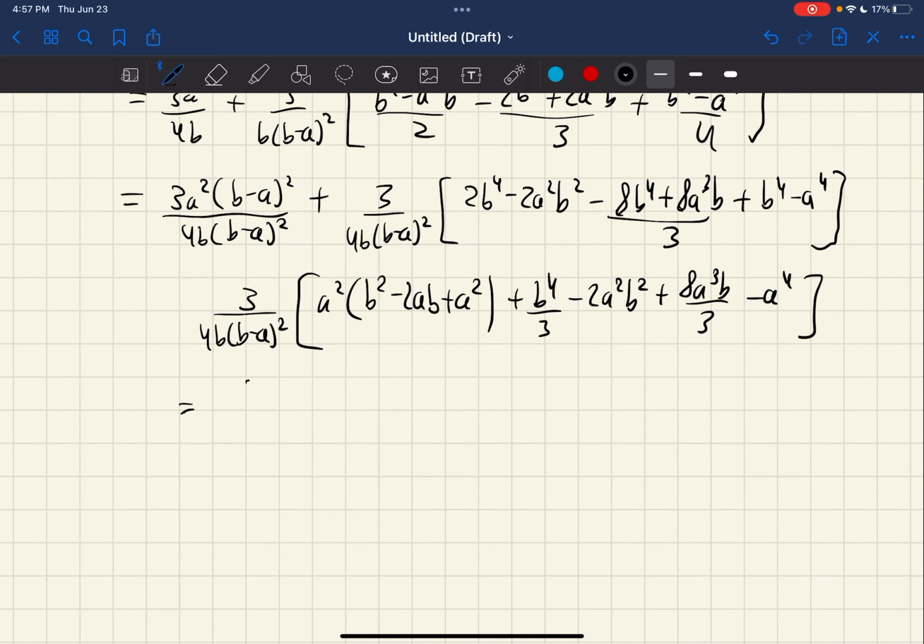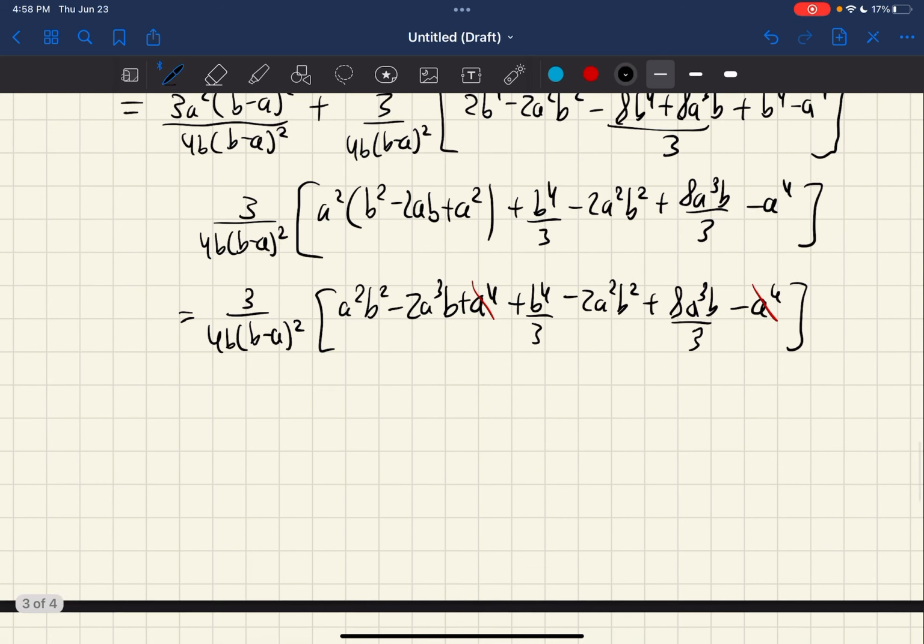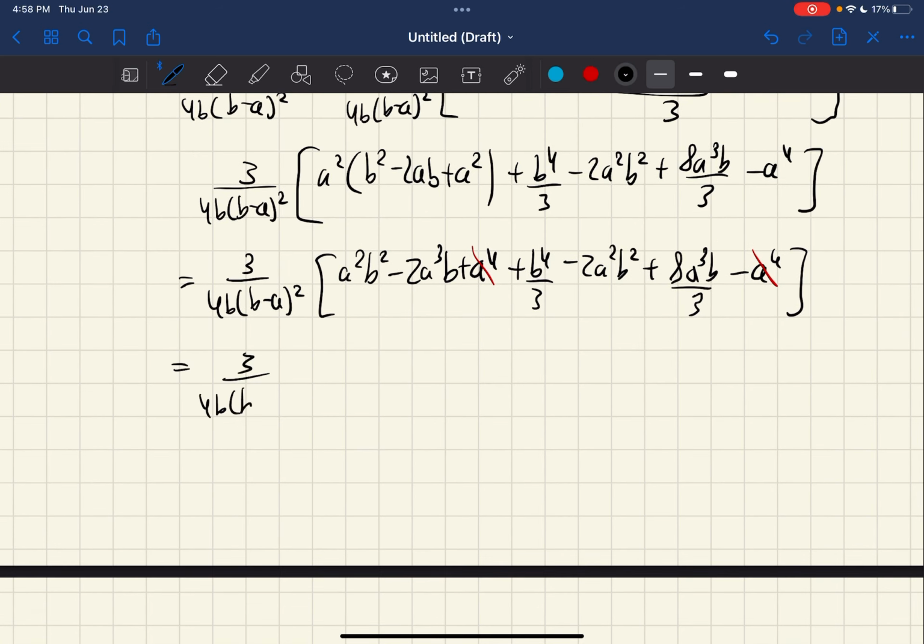So let's go ahead and simplify this further. We have 3 over 4b times b minus a squared times a squared b squared minus 2a cubed b plus a to the fourth, plus b to the fourth over 3 minus 2a squared b squared plus 8a cubed b over 3 minus a to the fourth. And we see that the a to the fourths cancel, and we can simplify it further. We see that there's an a squared b squared term here and an a squared b squared term here. So that just becomes b to the fourth over 3 minus a squared b squared. And then there's a minus 2a cubed b with an 8a cubed b over 3 term. So that just becomes 2 plus 2a cubed b over 3.